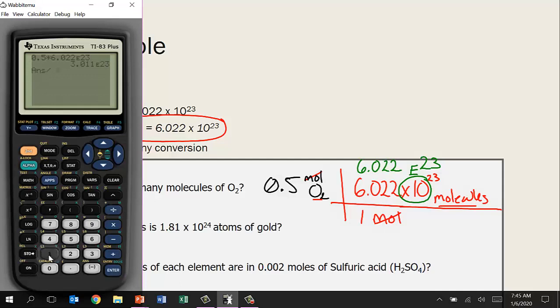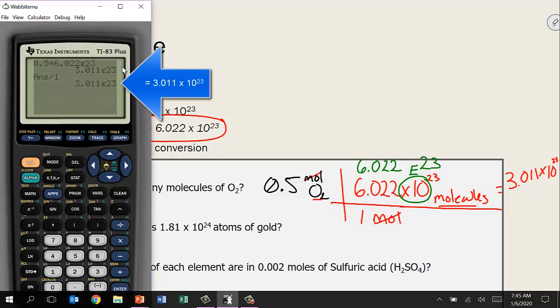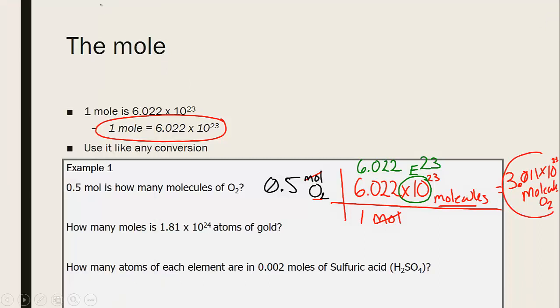And if we divide that number by 1, we get that half a mole would be 3.011 times 10 to the 23rd. Again, notice that your calculator expresses scientific notation as that E. So we have 3 sextillion molecules of oxygen. We can go the other direction.